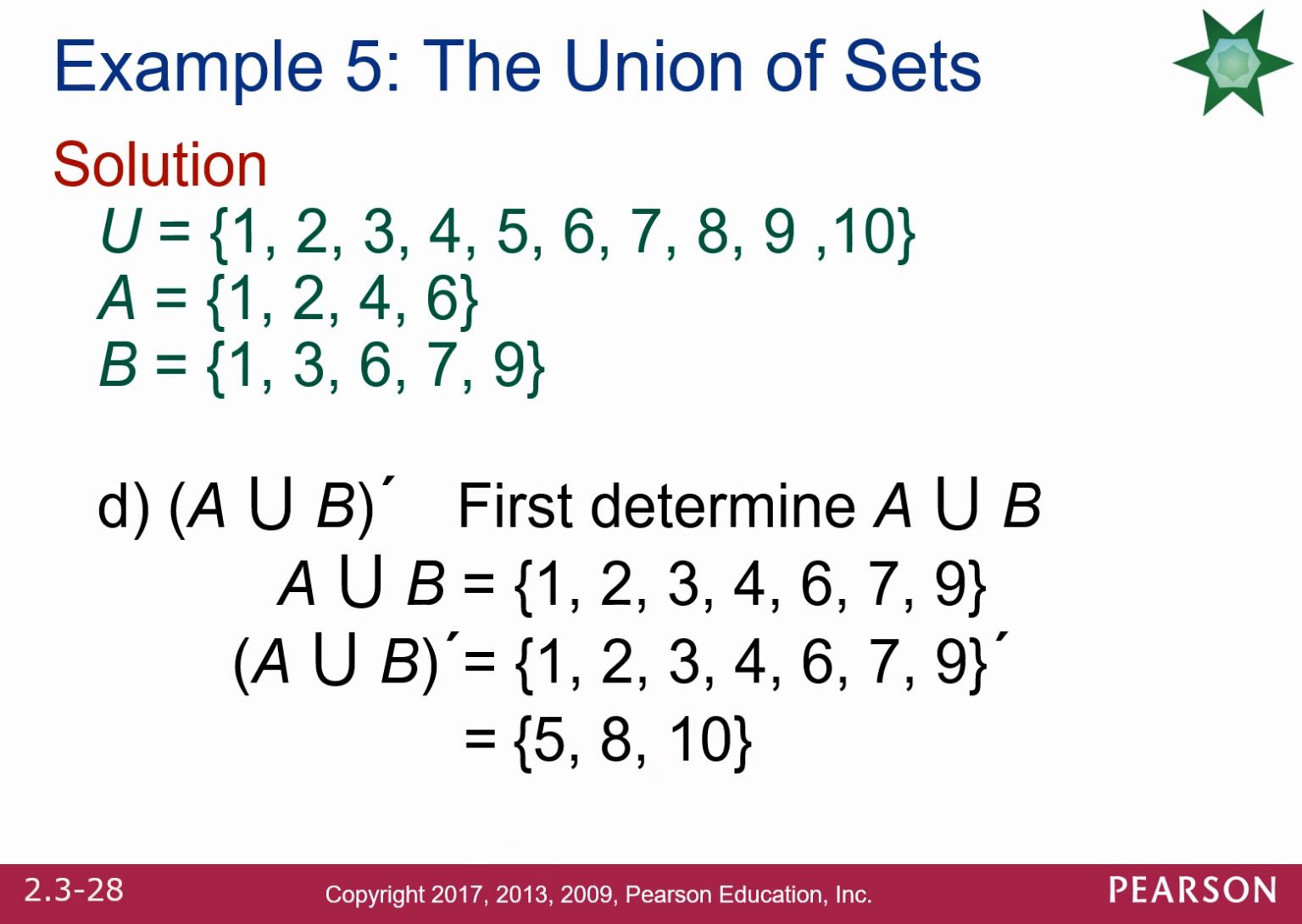So in other words, what we did was we cancelled out all the elements in A union B, which were 1, 2, 3, 4, and then 6, 7, and 9, and then picked the remaining ones, which were 5, 8, and 10. All right, so (A union B) naught, or the complement of A union B, is 5, 8, and 10, this set here.